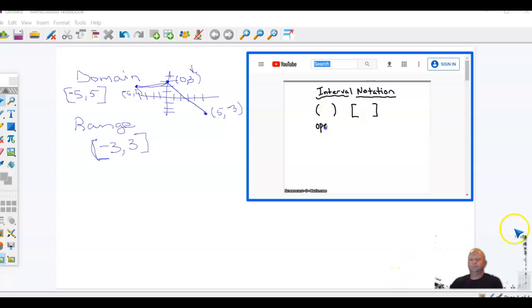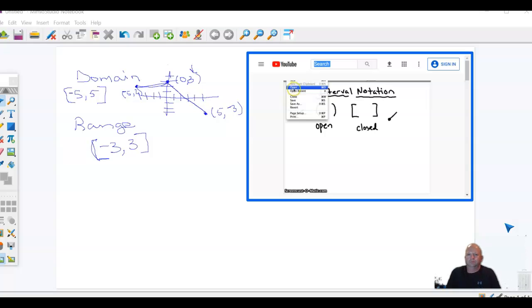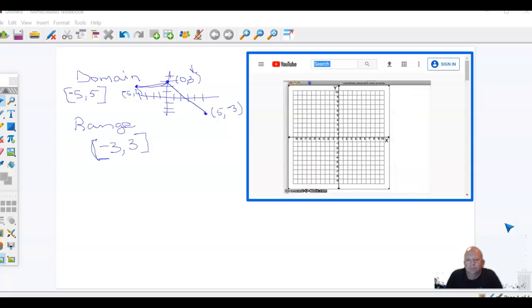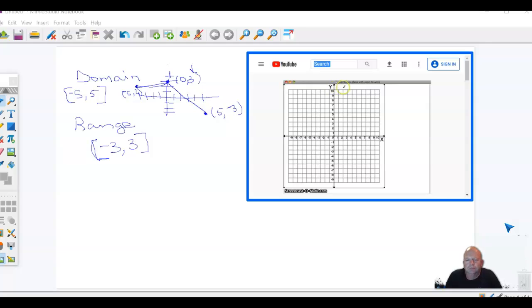Parentheses deal with values that are open. So if you think about your graph, if you have an open circle on a graph, which does not include that number, then we're going to use parentheses when we talk about that number. When we have a closed set or a closed value, meaning that we have a filled in circle, then we're going to use brackets when we talk about that value. So let's give it a shot here. Let me bring up a graph. For this video, I'm going to focus on quadratics and talk about domain and range and interval notation.